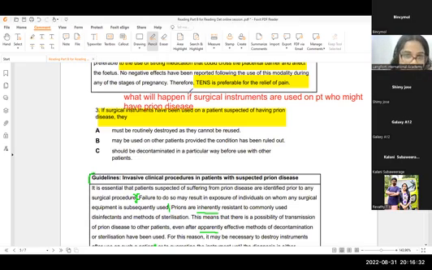Okay. So we are going to the question. So here again, we have an incomplete question. So, Sangeeta, can you read the first option for me?